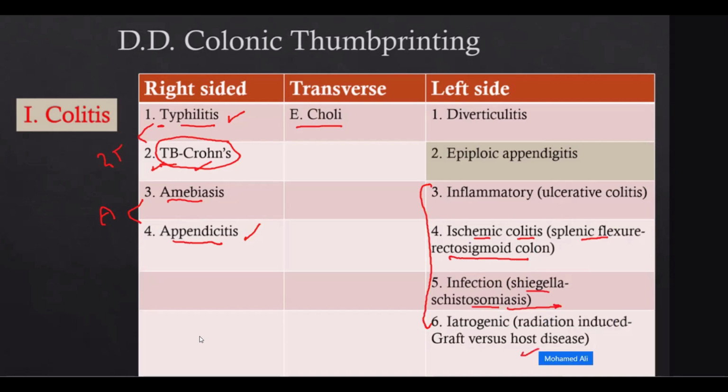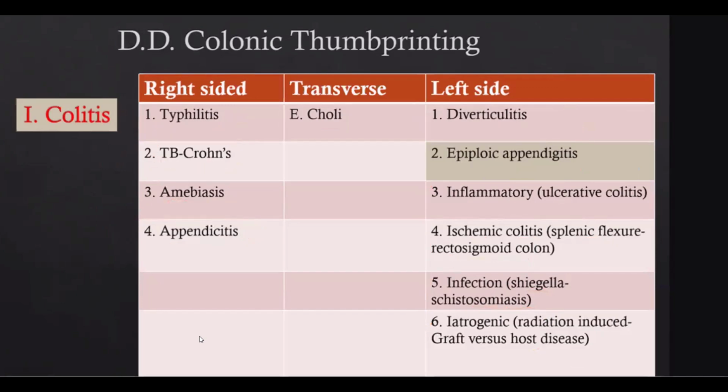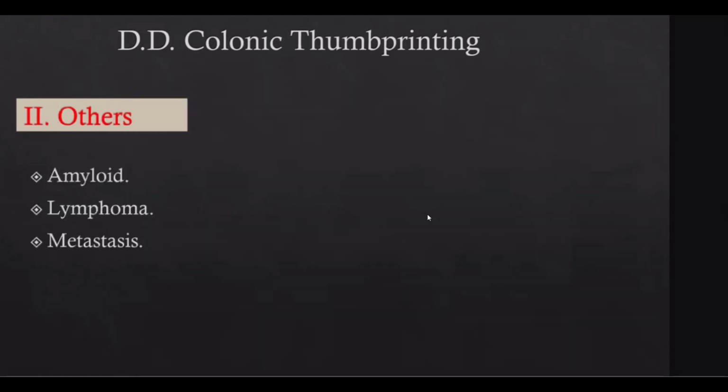Iatrogenic also. We have two special differential diagnoses at the left side of the colon, either diverticulitis and epiploic abscess. So those are the differential diagnoses. How do you think if we have a case of colitis? Another differential diagnosis is other rare causes, either amyloid, lymphoma, and metastatic.